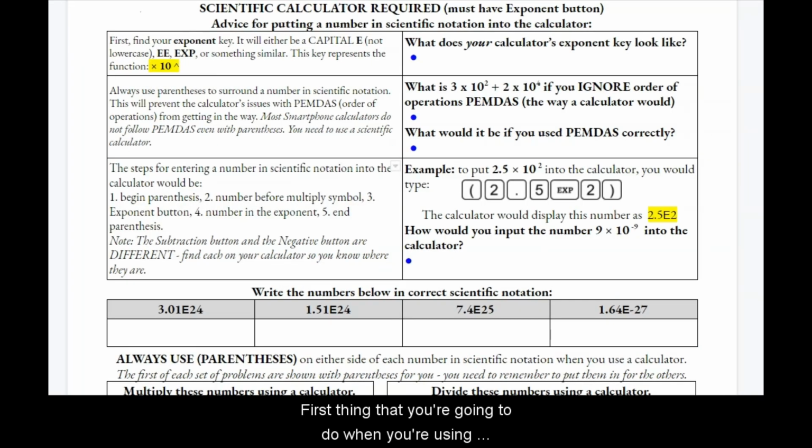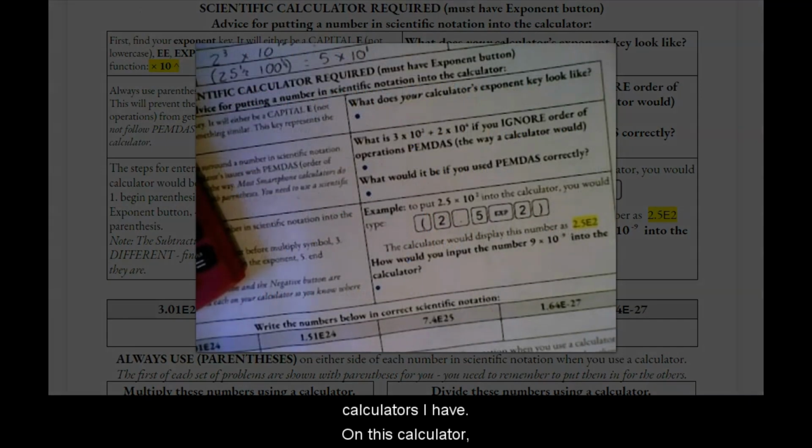First thing that you're going to do when you're using scientific notation in a calculator is you need to find your exponent key. So it's either going to be a capital E or a capital EE or EXP, something similar. And what that key means is times 10 raised to the power of. And that's all that button means. And so you need to find one. Let's take a look at the two calculators I have.